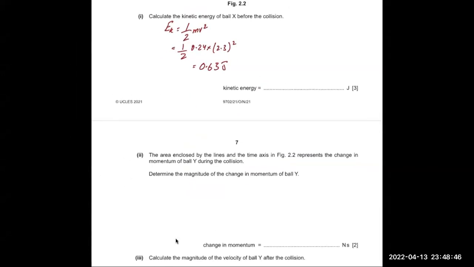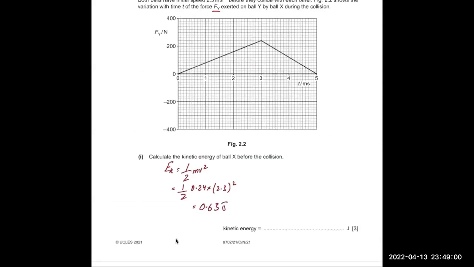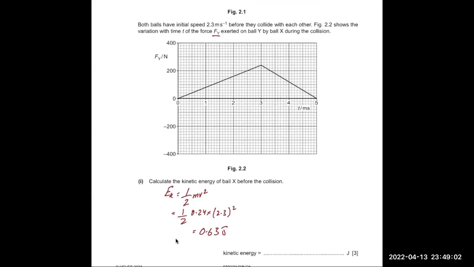Part two says, the area enclosed by the lines and the time axis in figure 2.2 represents the change in momentum of ball Y during collision. Determine the magnitude of the change in momentum of ball Y. Now, even if they did not say that, this is something that we've already discussed. For a force-time graph, the area under the graph represents change in momentum.